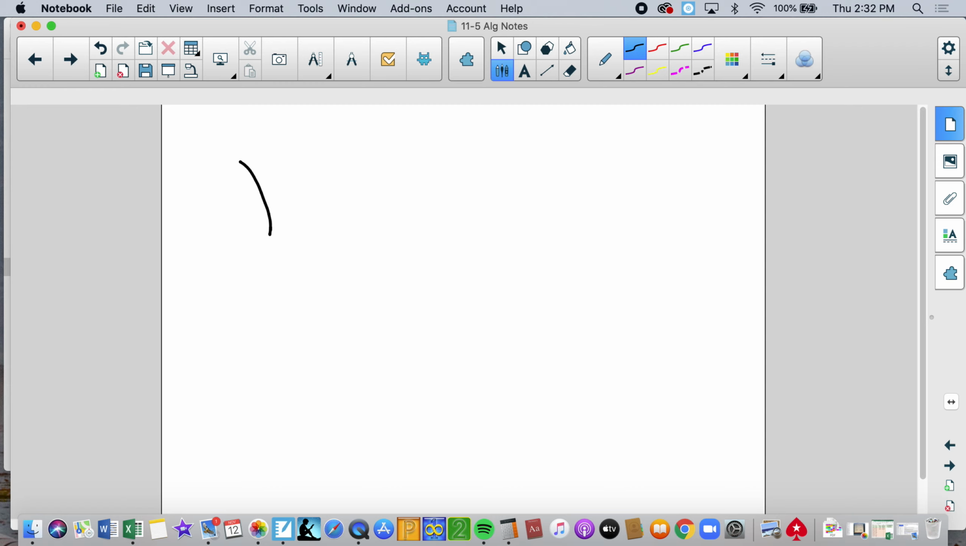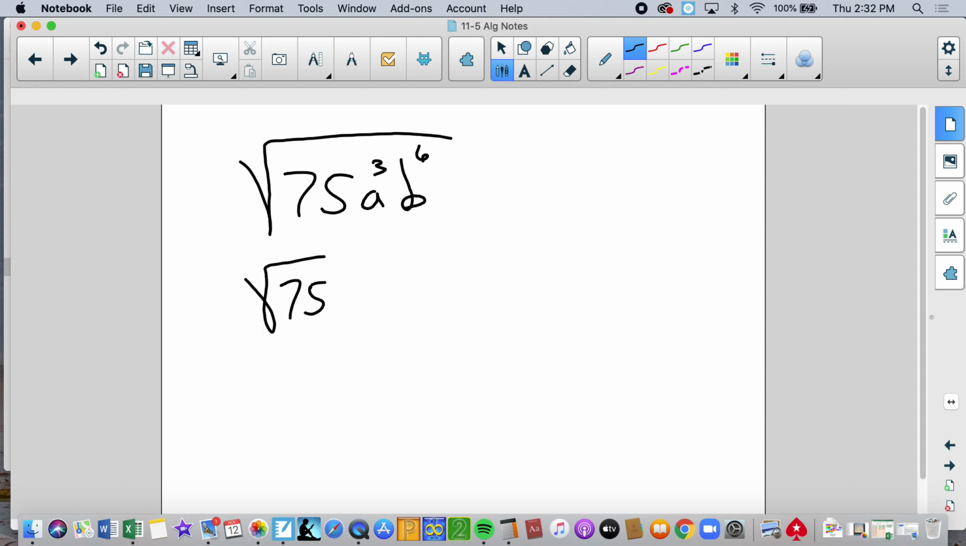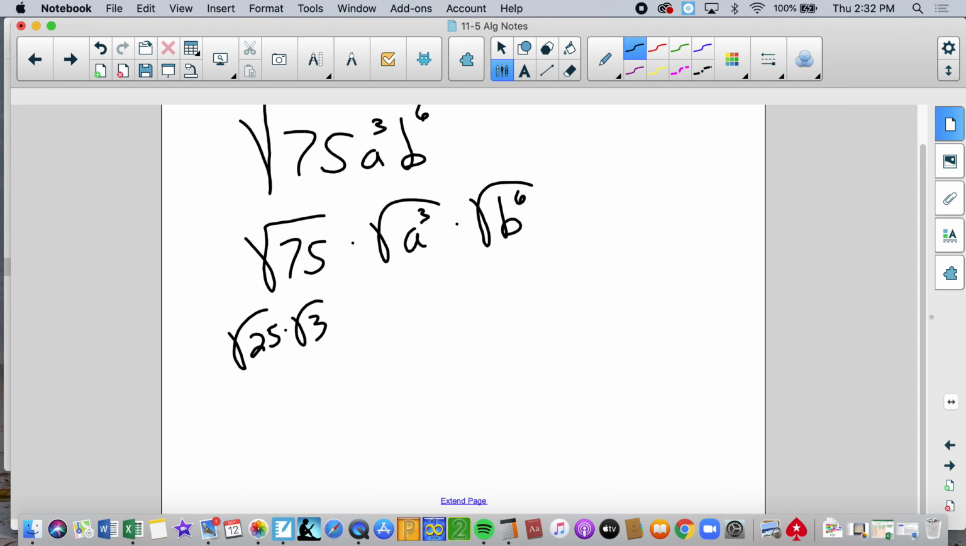So here is the ultimate question, 75 a to the third, b to the sixth. So we would separate the constant, separate each variable. Rad 75, so does 4 go into 75? No. 9, no. 16, no. 25, yes. Remember, I'm looking for perfect square factors. So rad 75 becomes rad 25 rad 3, and that is 5 rad 3.